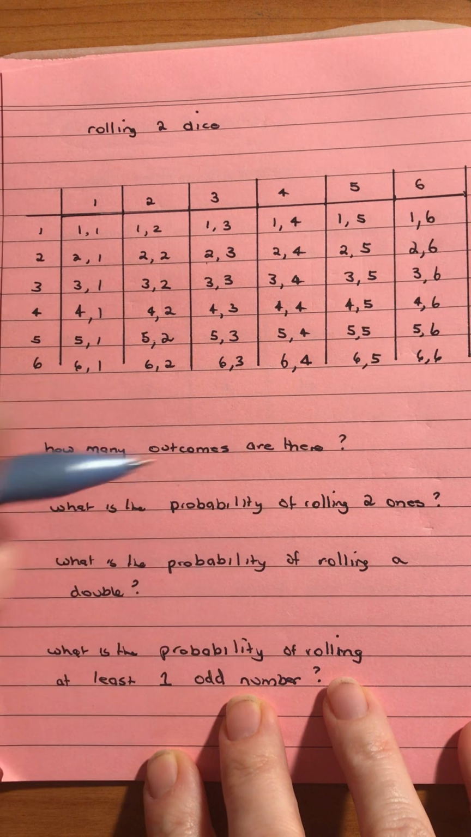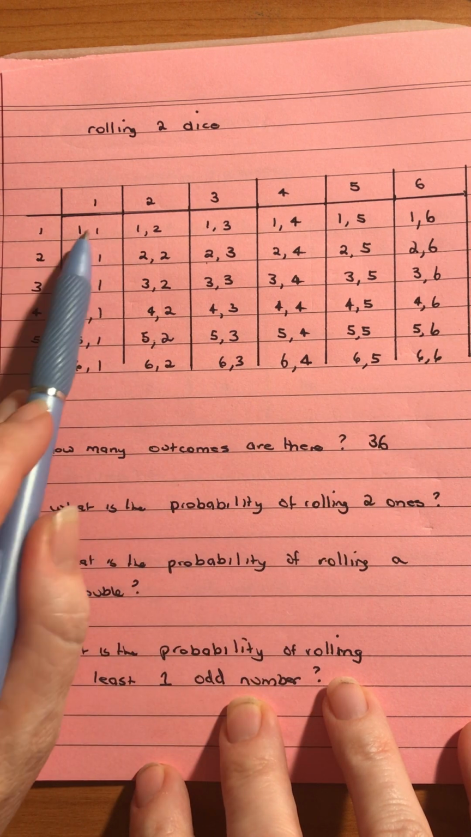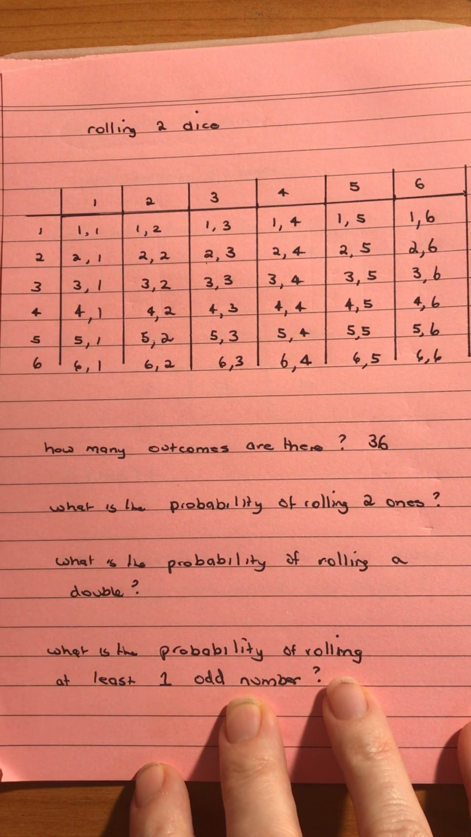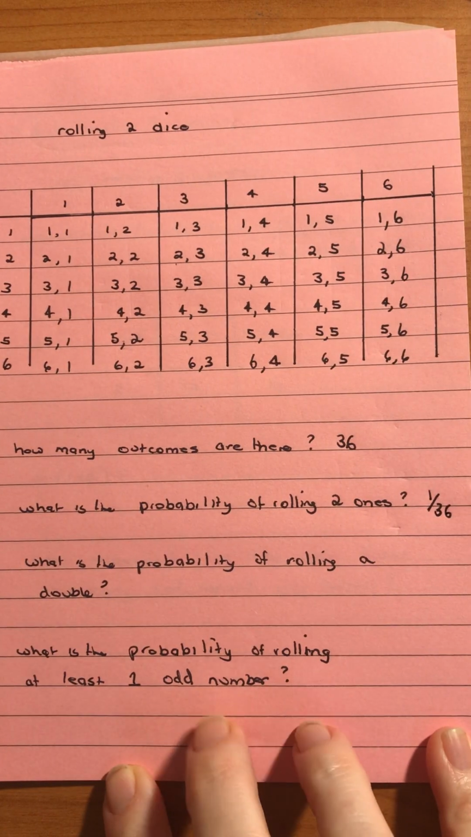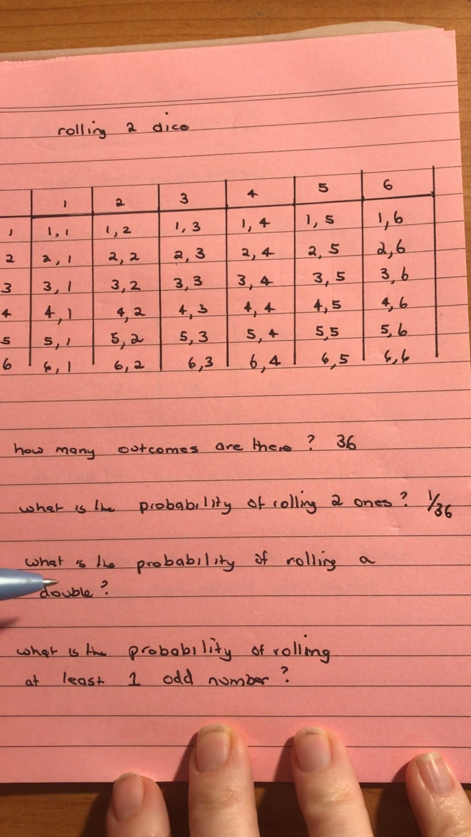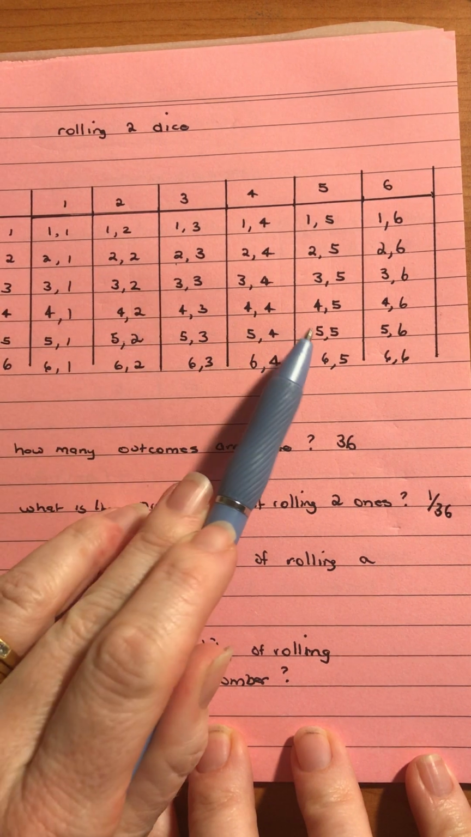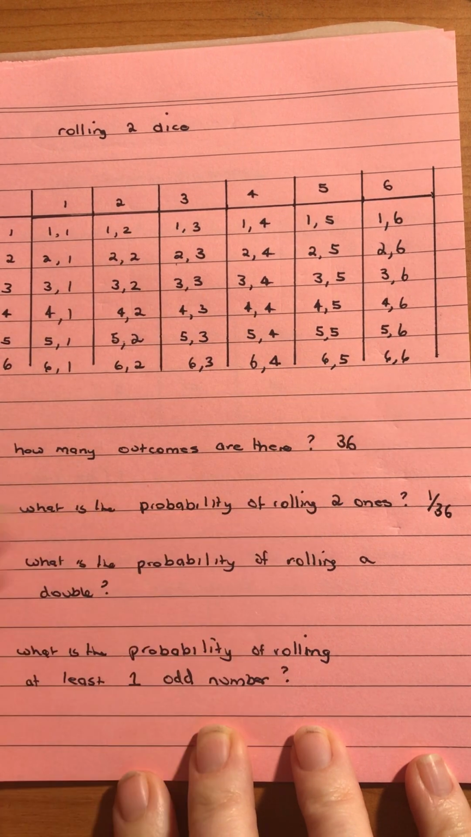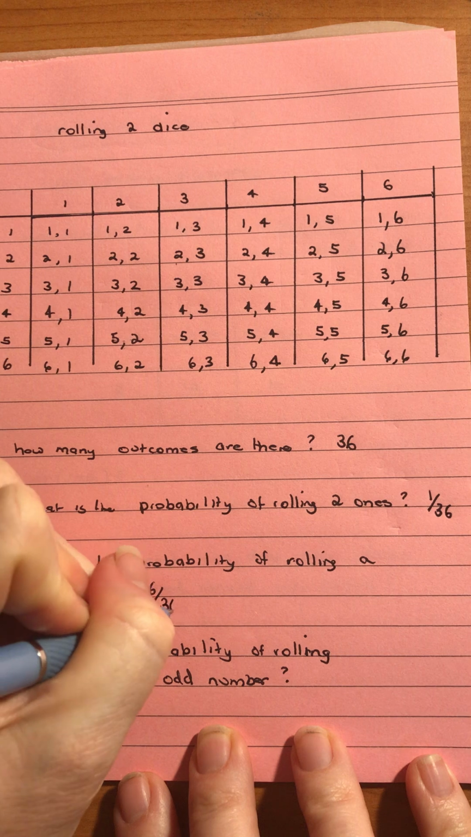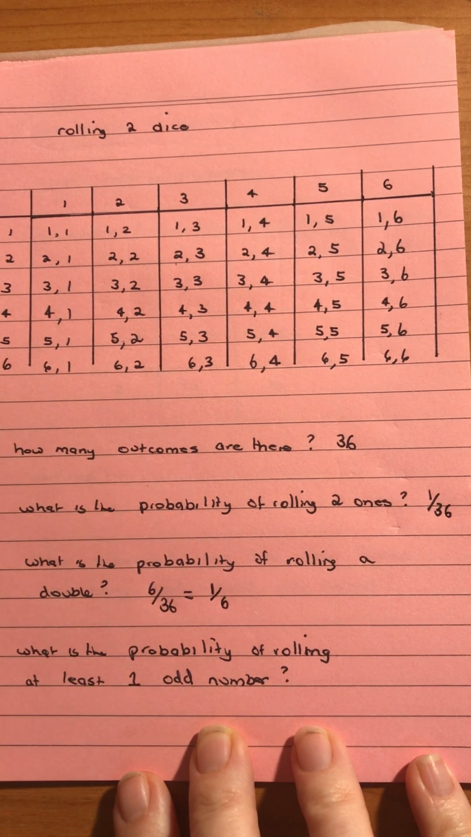In that table we have 36 outcomes. For the probability of rolling two 1s, we can look at our table and see there's only one way to get two 1s, so that's 1 out of 36. And we can look at the probability of rolling a double. Our doubles are 1,1, 2,2, 3,3, 4,4, 5,5, and 6,6. So there are 6 ways of getting that out of 36, but we can simplify that fraction to 1 over 6.